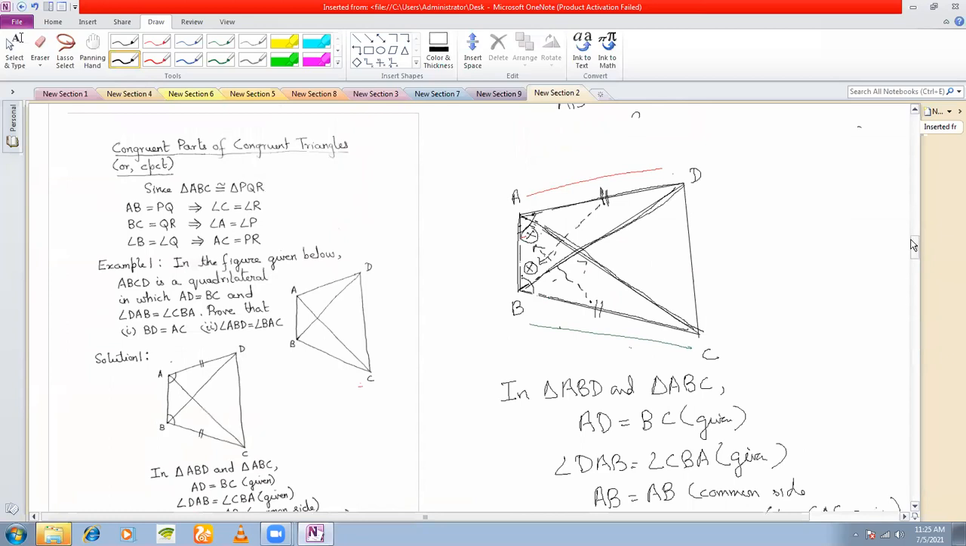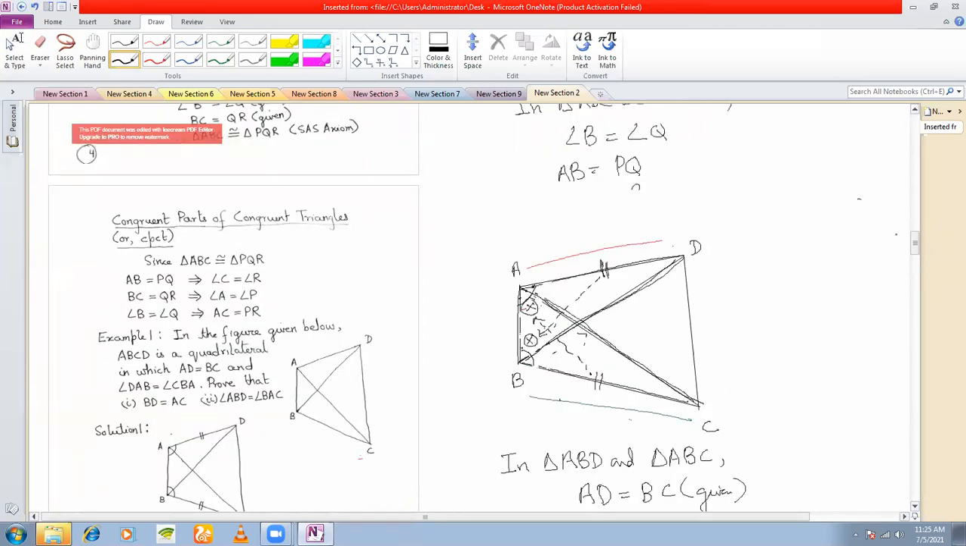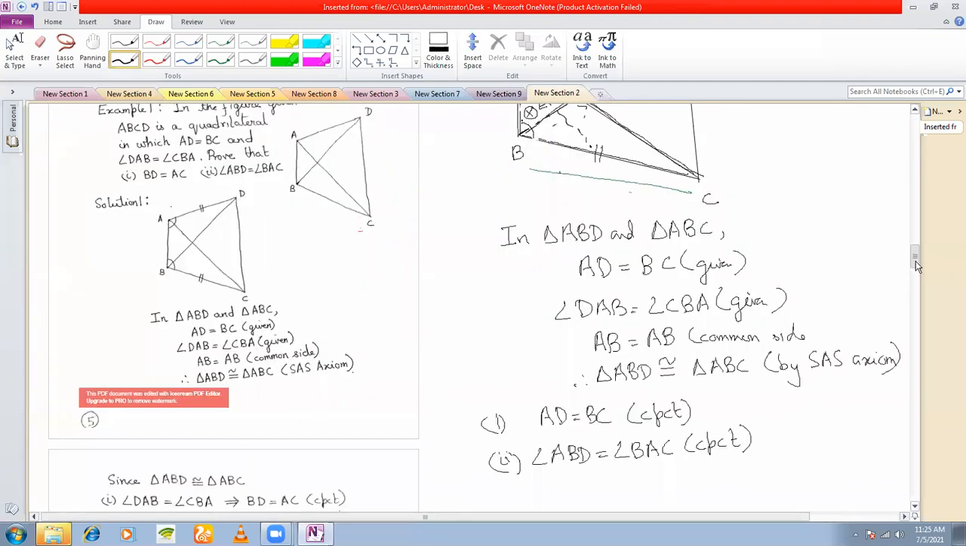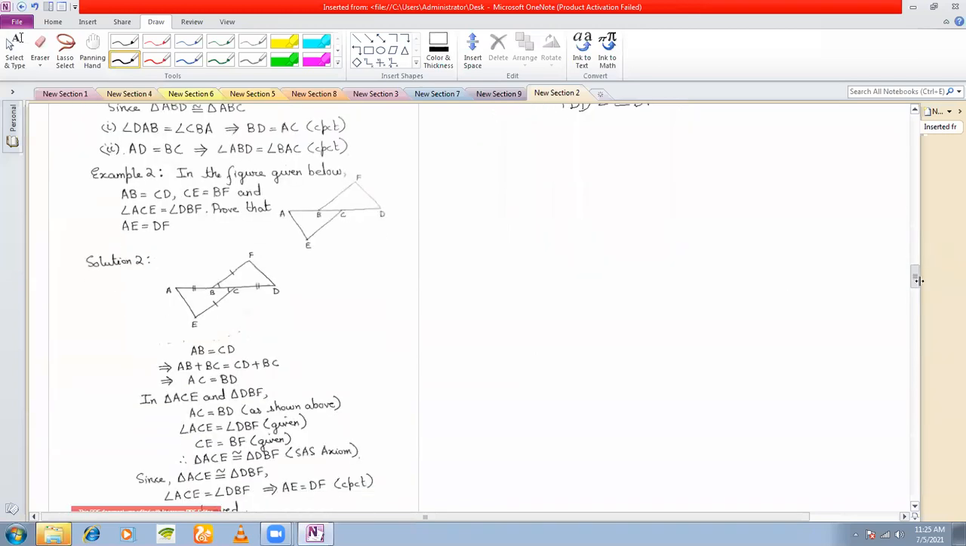Any question here in this example? No, no sir. Moving on to the next problem then.